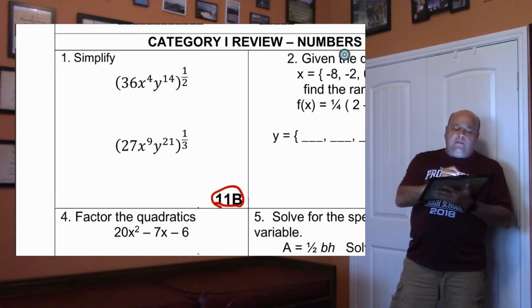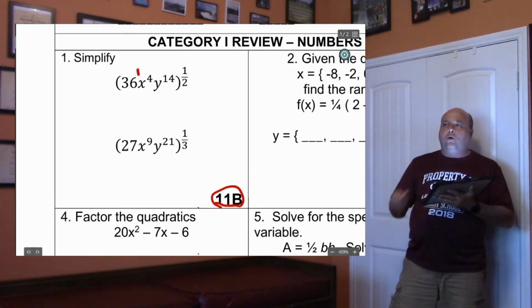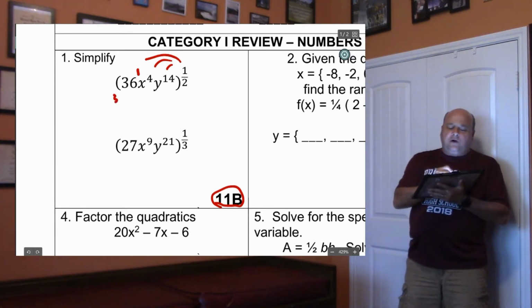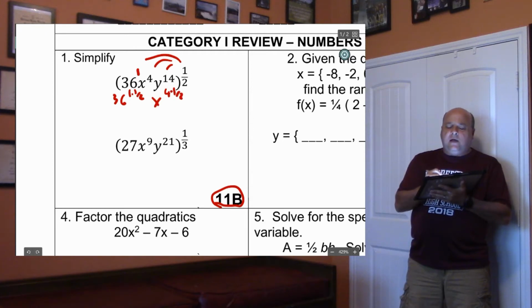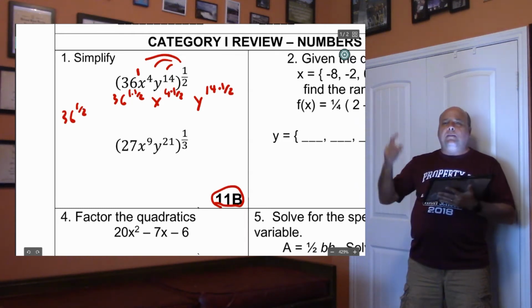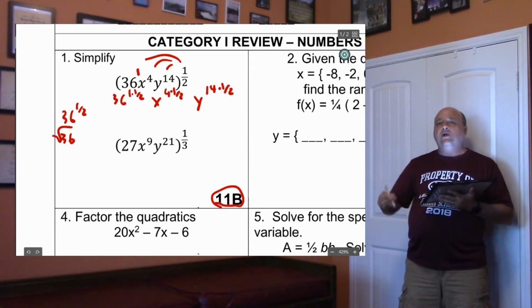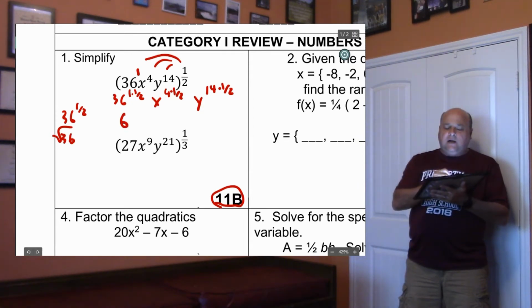On this problem, remember the 36 has an exponent of 1. You're going to take that 1/2 and distribute it. So we're going to have 36^(1 times 1/2), x^(4 times 1/2), and y^(14 times 1/2). This is going to turn into 36 to the 1/2. And remember, 36 to the 1/2 is the same thing as the square root of 36, which is just going to be 6. And then x^(4 times 1/2) is x squared, and y^(14 times 1/2) is y to the 7. So that's the answer, okay?